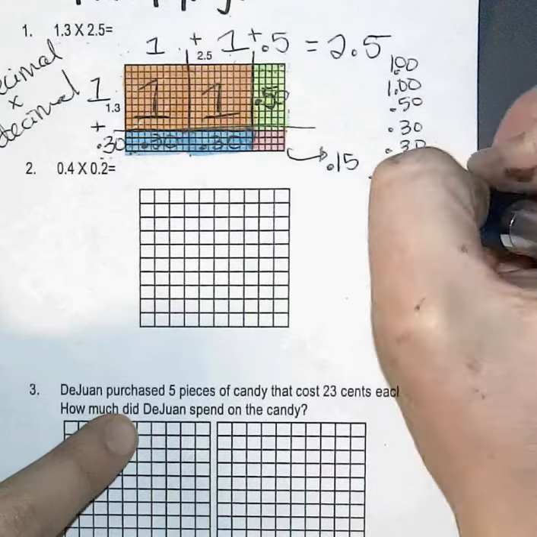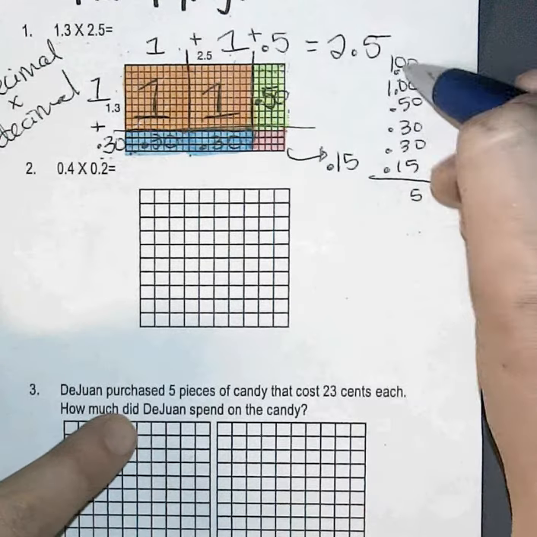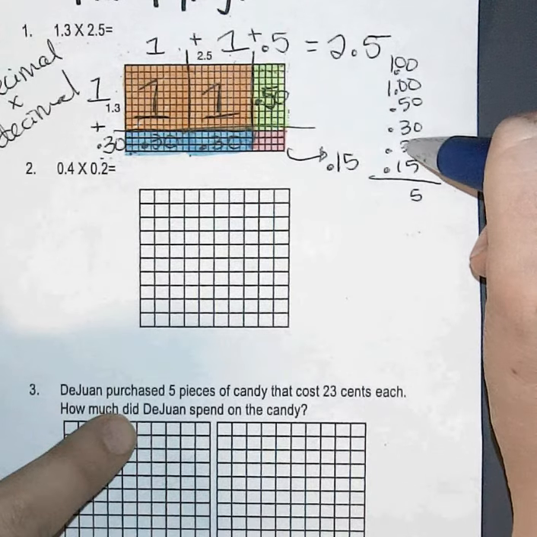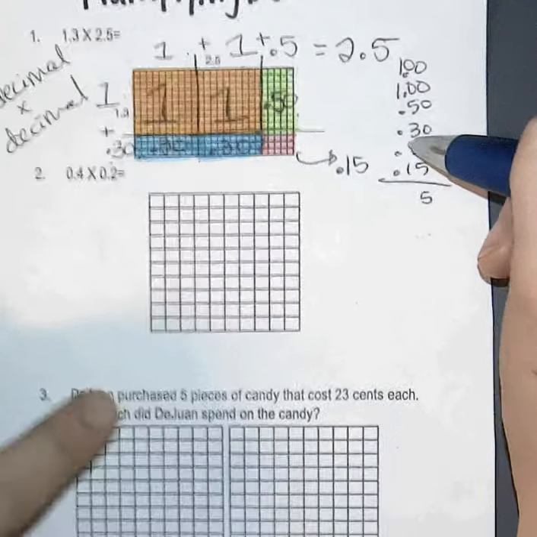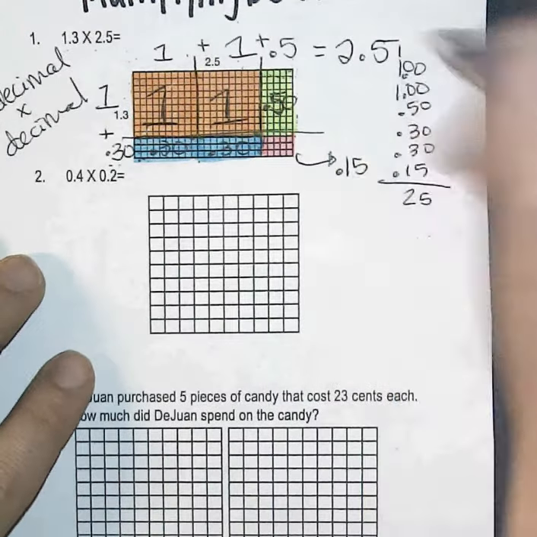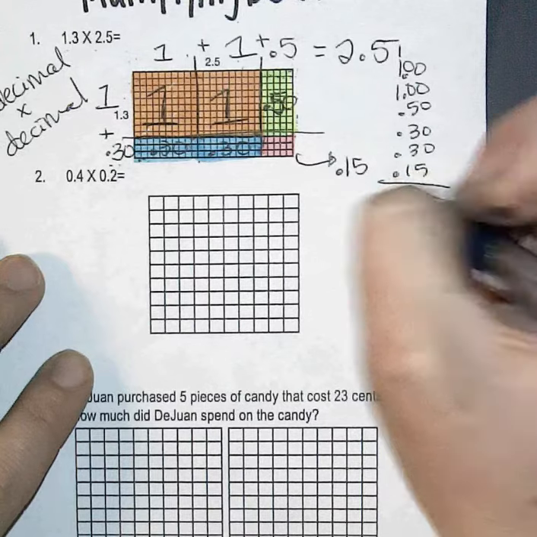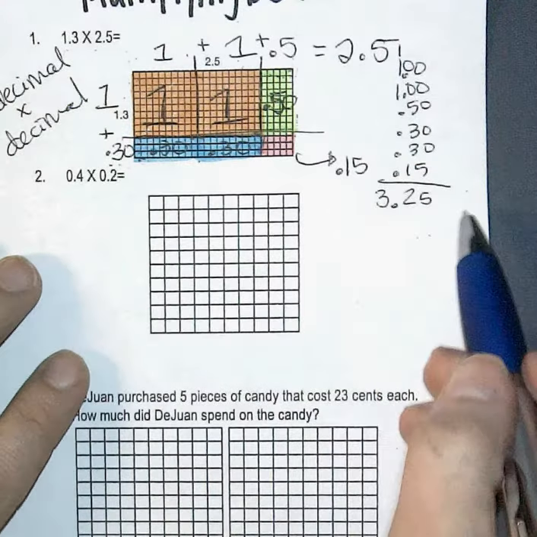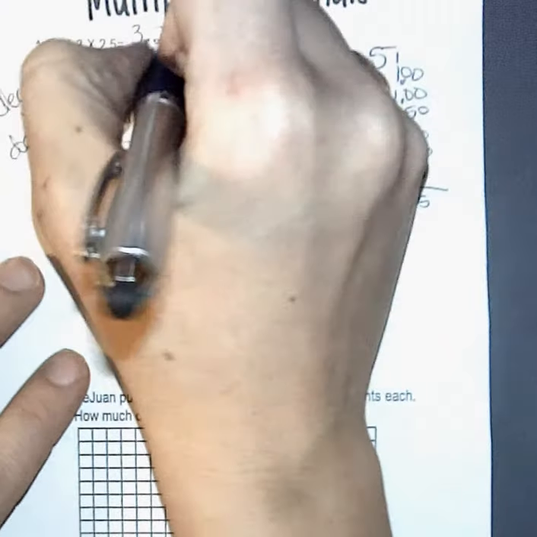Okay, so add that up. That gives me a 5 here. That 5 plus 3 gives me 8. Plus 3 is 11. Plus 1 is 12. Put my 2 down. Bring my 1 to the top. Add that up: 1, 2, 3. And drop my decimal. So it gives me 3.25. That is the area here. 3.25.